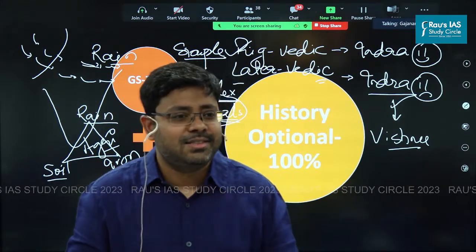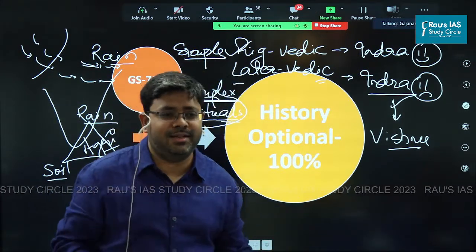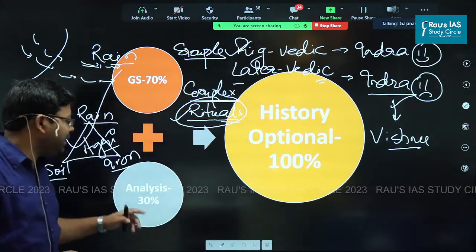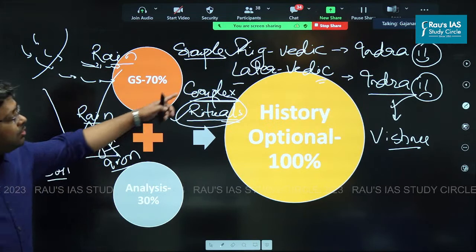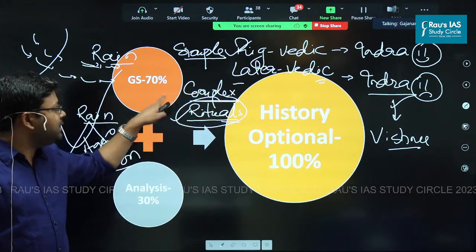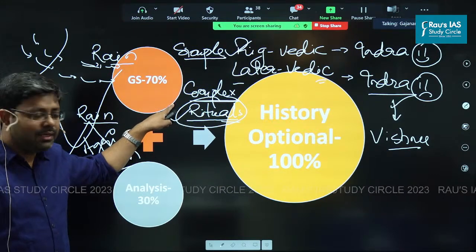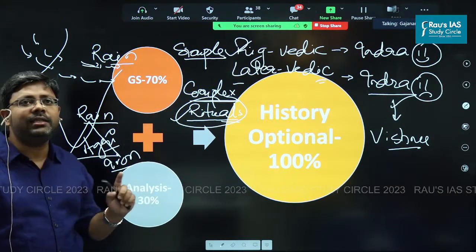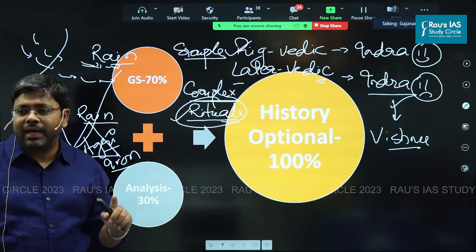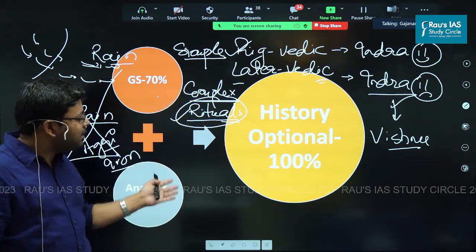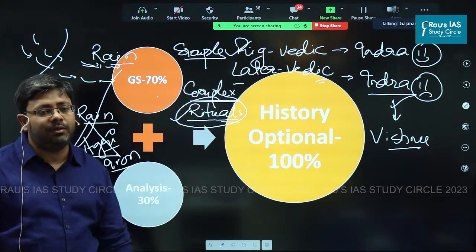Don't you think कि ये सब चीजें बहुत ही मजेदार हैं? And basically, this is something that is called analysis. When you go for GS, 70% of the syllabus anyway you have to prepare for history, 30% more analysis you add. And the moment you add 30% more analysis from the GS level, you directly jump to the history optional level.